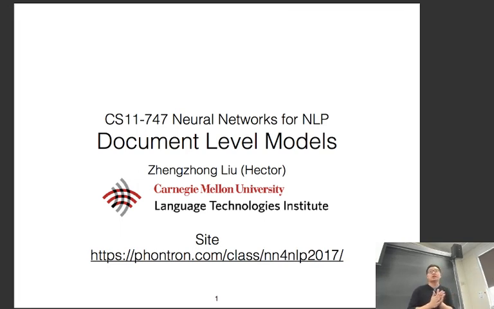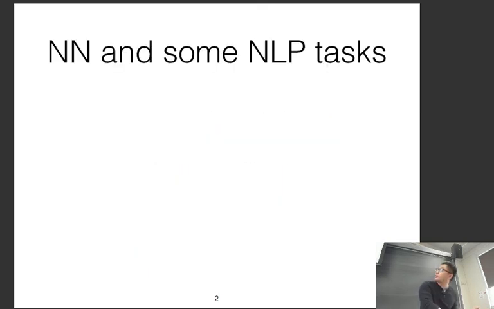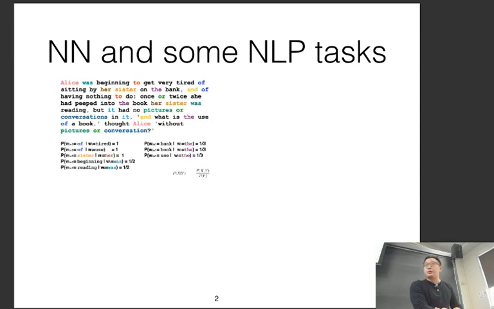So today we're going to cover the topic of document level models. In most of our previous lectures, we covered models about neural networks and how they can be applied to NLP. A lot of them are kind of straightforward. So let's have a recap of what models we have. This is not everything we covered, but some of them.